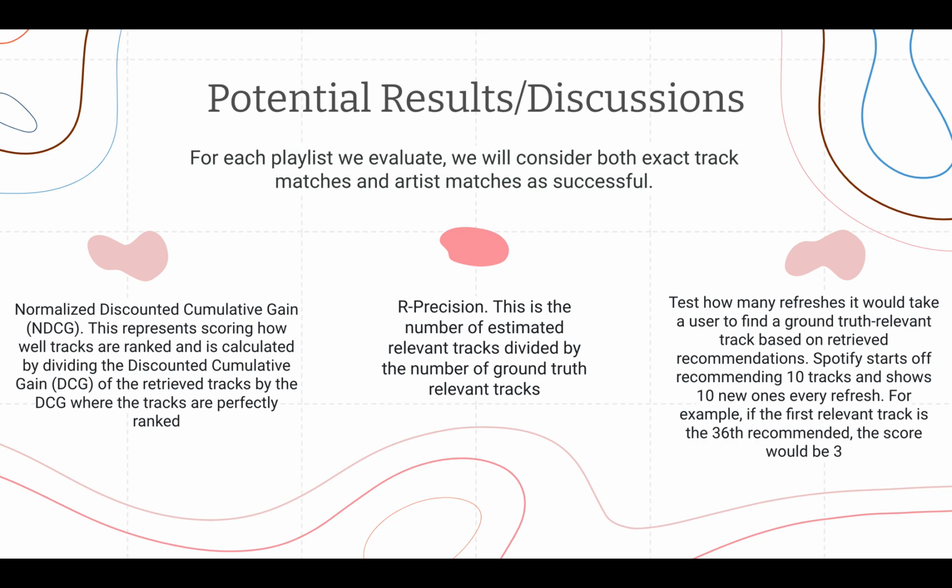R precision, which is the number of estimated relevant tracks divided by the number of ground truth relevant tracks. And then testing how many refreshes it would take a user to find a ground truth relevant track based on retrieved recommendations. Spotify starts off recommending 10 tracks and shows 10 new ones for each refresh. For example, if the first relevant track is the 36th recommended, the score would be 3.